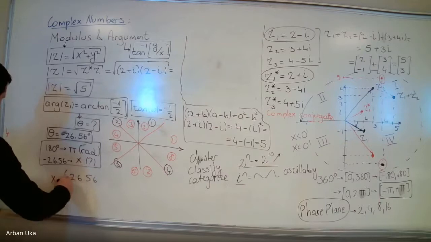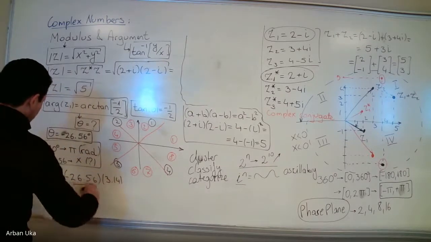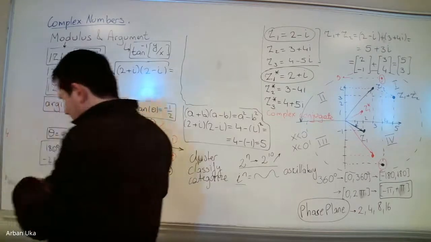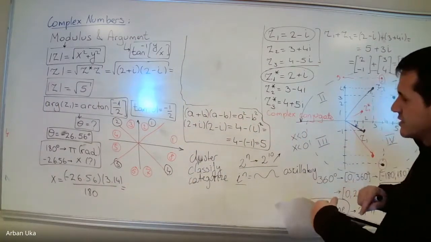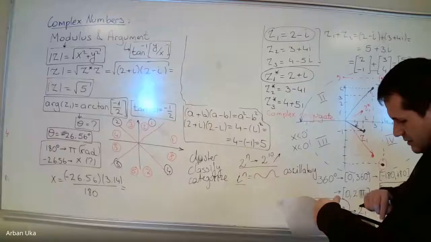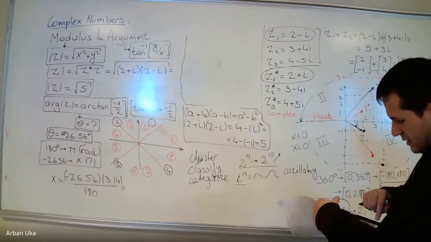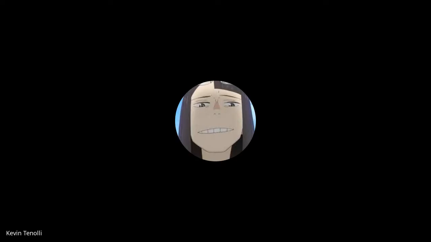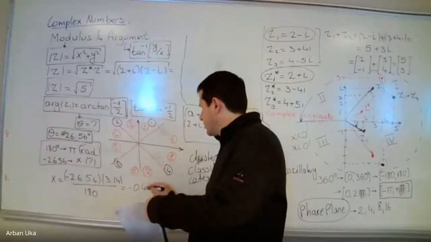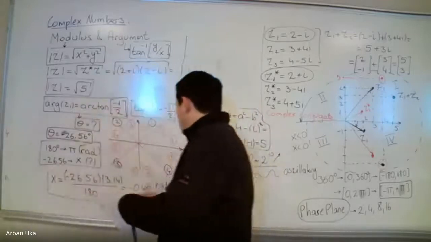-26.56 times 3.14 divided by 180. Okay, so this is how many radians this is going to be. So we have here -0.46 radians. Okay, -0.46 radians. That's good.